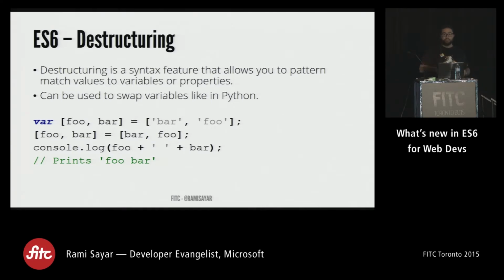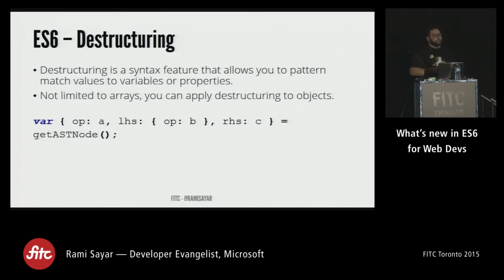All in one line. Previously, you had to create a temporary variable and then copy one of the values into that before you could swap. Now with this destructuring feature, you can do it all in one line. So you can swap things. It's very Pythonic and very awesome. I like it a lot.